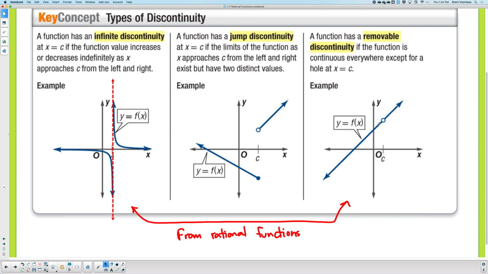Conversely, if our break just looks like an open circle, we call that a removable discontinuity. I'll show you in equation form why we call it removable. It has to do with being able to remove something from the problem. But this is also known as a hole. So add to your notes that this is a hole.